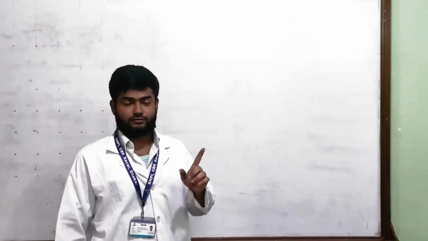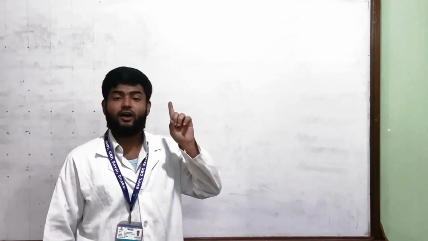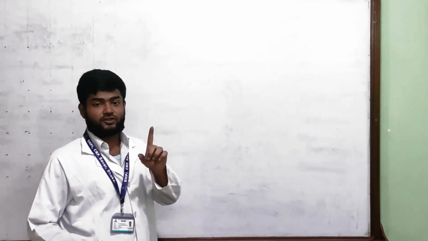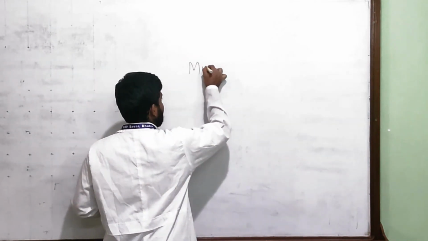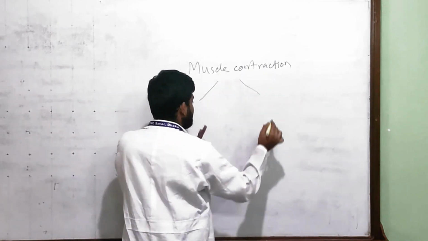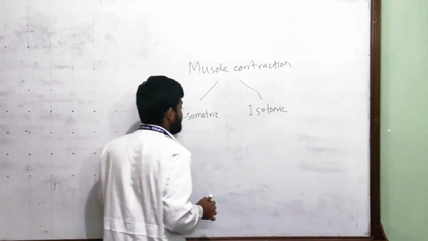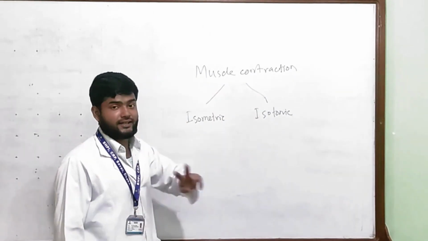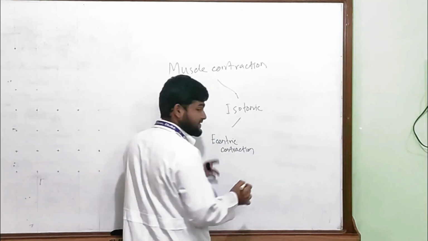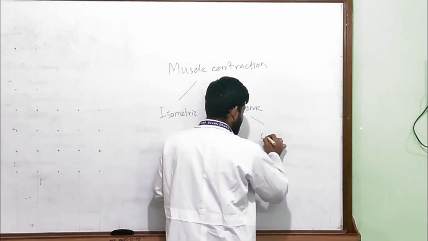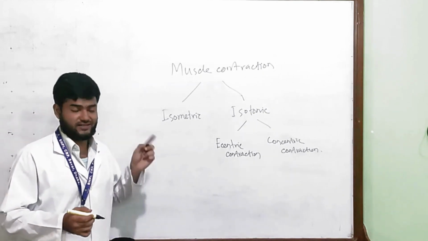What do you mean by muscle action? Muscle action means the muscle is working, but muscle works only via contraction, and the muscle contraction is divided into two sections. First we have two types: one is isometric, another is isotonic. And the isotonic has two other subdivisions: eccentric contraction and concentric contraction. Now we come to the muscle action.